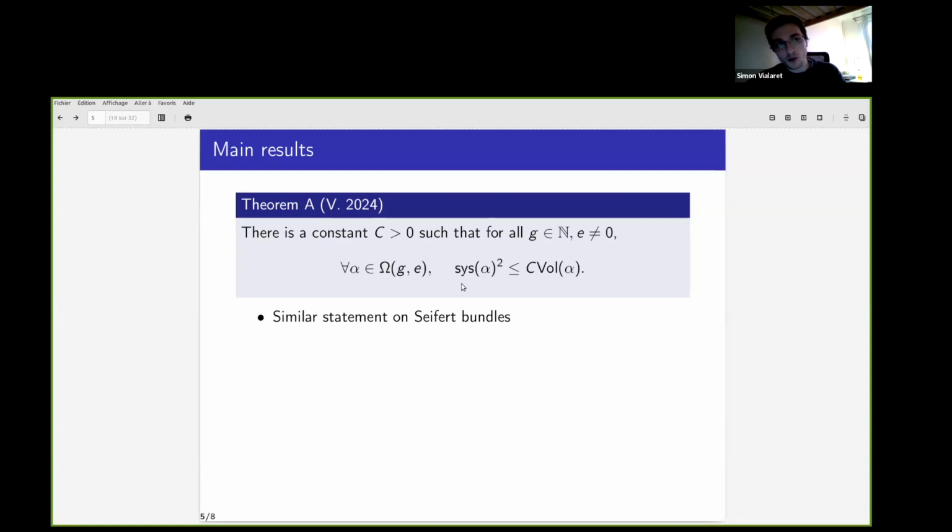But we cannot weaken too much this assumption of being invariant under an S1 action. For example, asking invariance under just a finite group action is not enough. What does it mean? It means that on S3, for example, you can construct contact forms that are invariant under some Z_k action, with k arbitrarily large, that have arbitrarily large systolic ratio. So in that sense, it is important to have this S1 symmetry.